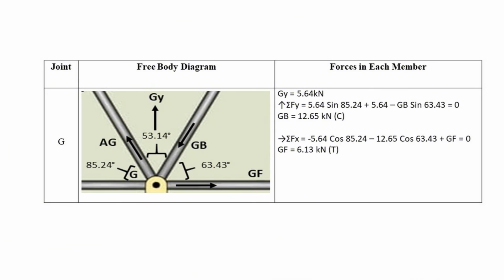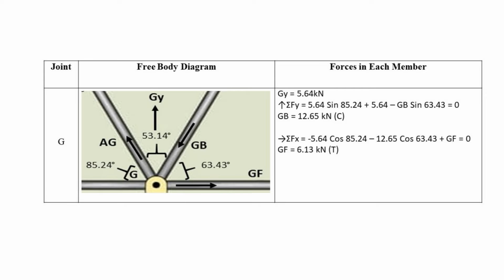Next, we jump to joint G. GY is equal to 5.64 kilonewtons. Therefore, the total force that acts on the y-axis will be 5.64 sine 85.24 plus 5.64 minus GB sine 63.43 equals 0, and we can figure out GB, which is 12.65 kilonewtons, and it is in compression because the arrow is heading towards the joint.